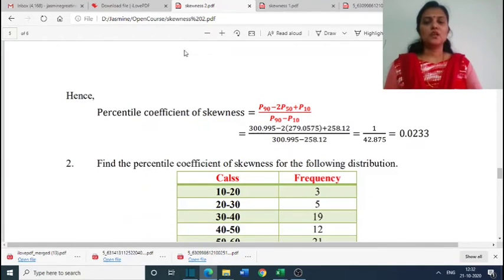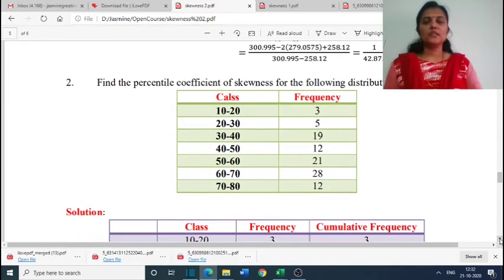Hence, percentile coefficient of skewness is equal to P90 minus 2 P50 plus P10 divided by P90 minus P10, which is equal to 300.995 minus 2 into 279.0575 plus 258.12 divided by 300.995 minus 258.12, which is equal to 1 by 42.875, which is equal to 0.0233.